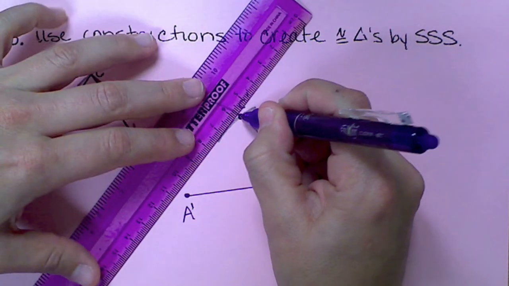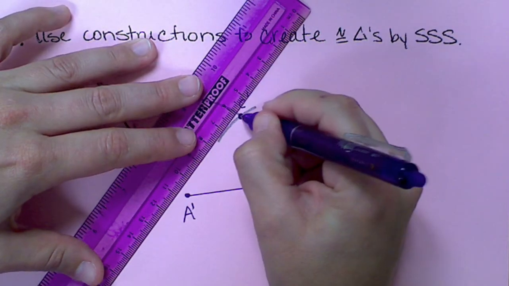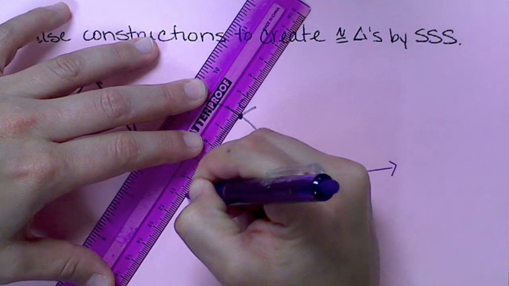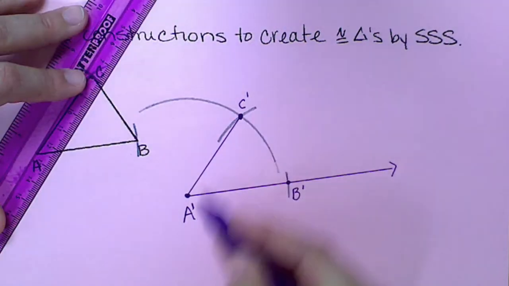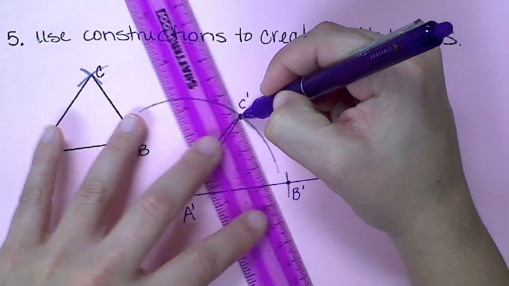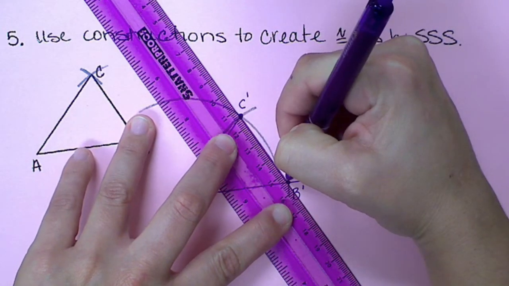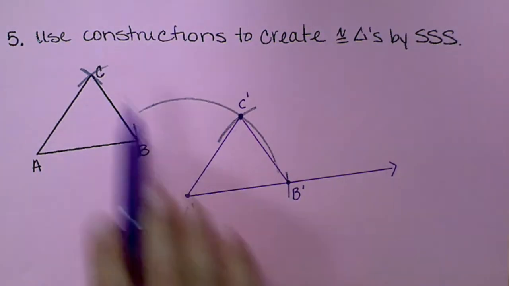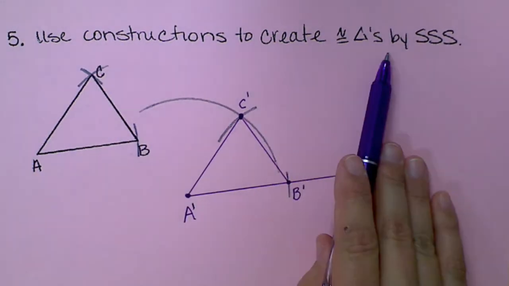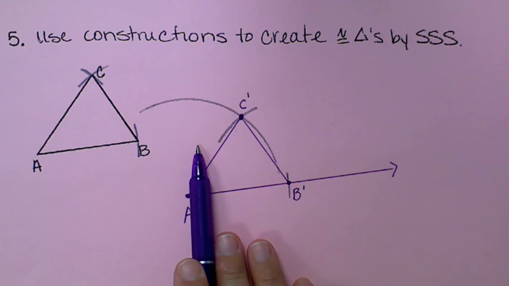So we have line segment AB, side. We have our second side, AC, and we connect our third side for our congruent triangle, CB. So now we've constructed congruent triangles using side, side, side.